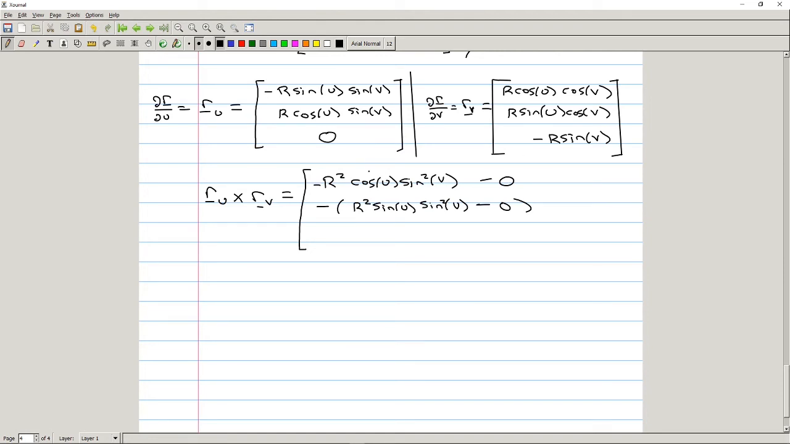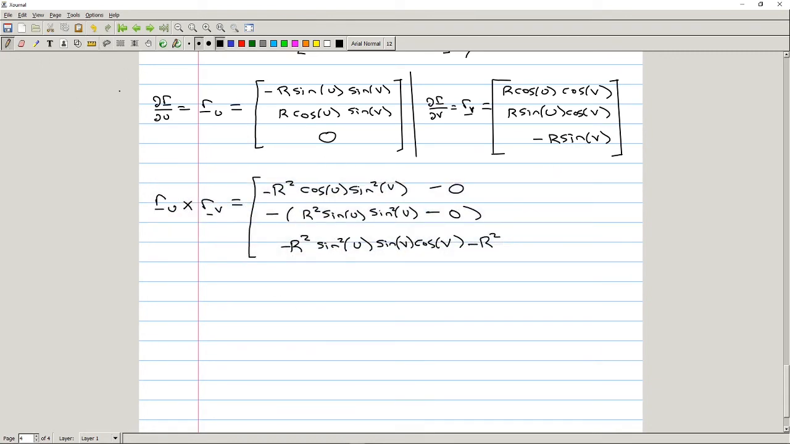Then lastly, it'll be r squared of negative 1 sine squared of u is sine times sine, sine of v times cosine of v, so it's sine of v cosine of v, and then it'll be minus r squared cosine squared of u sine of v times cosine of v. So this is exactly that normal vector as a function of u and v.